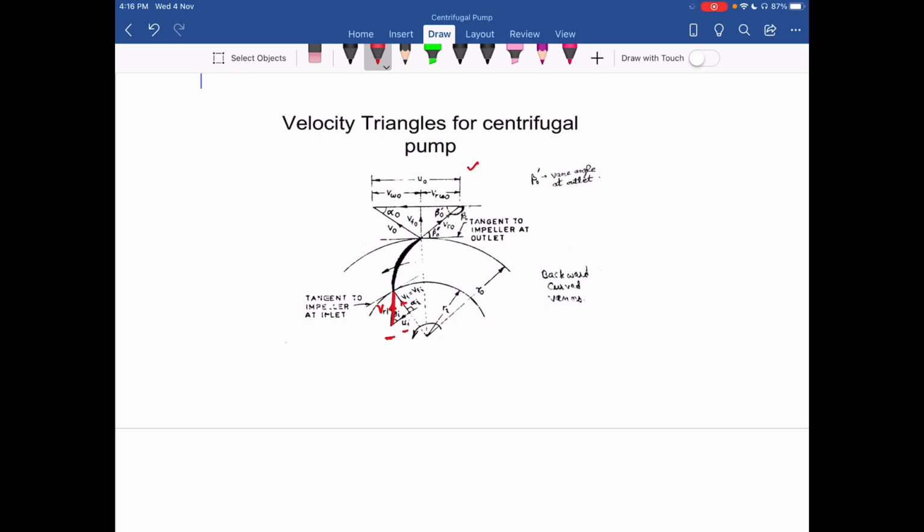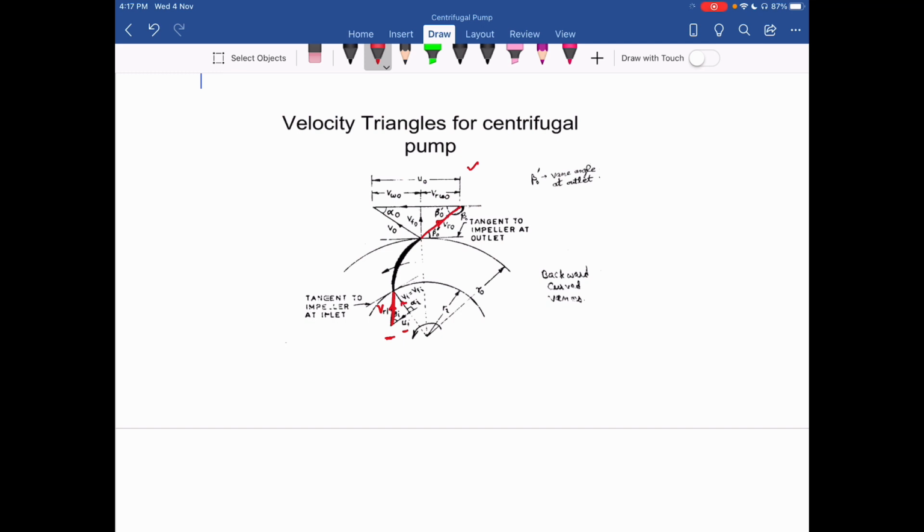Okay, then water leaves at velocity VRO. So correspondingly, we have other components of velocities: VO, the whirl component and flow component, and the vane angles. Alpha O, the vane angle is beta O, and guide vane angle is alpha O. So these are at the outlet.